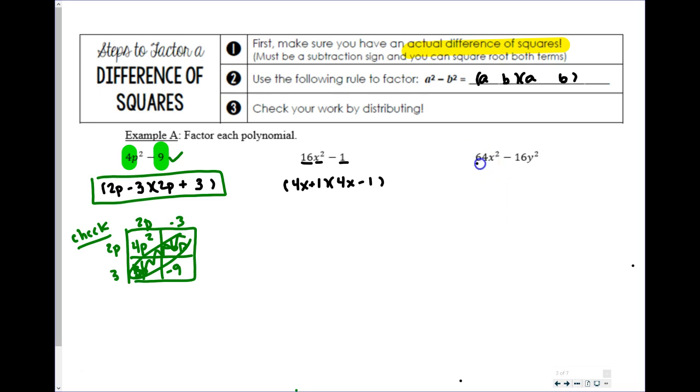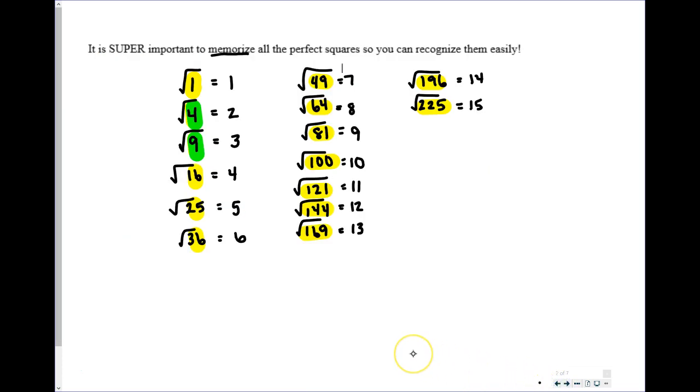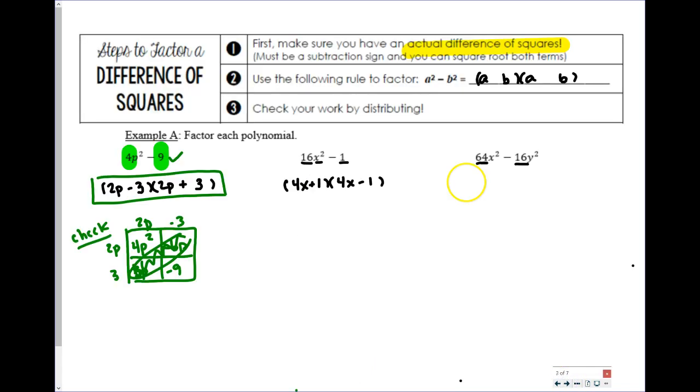Second one, check to see if they're perfect squares. Is 64 and 16 perfect squares? Well, let's go back to my list. Look for 64. Yep, it's right here. And 16 is right here. So I've got perfect squares. So I can use my trick. Parentheses, parentheses. The square root of 64 is 8. So 8 in front, 8 in front. I've got an x squared, so x here, and the square root of 16 is 4, 4 here, put a plus, put a minus. Okay?